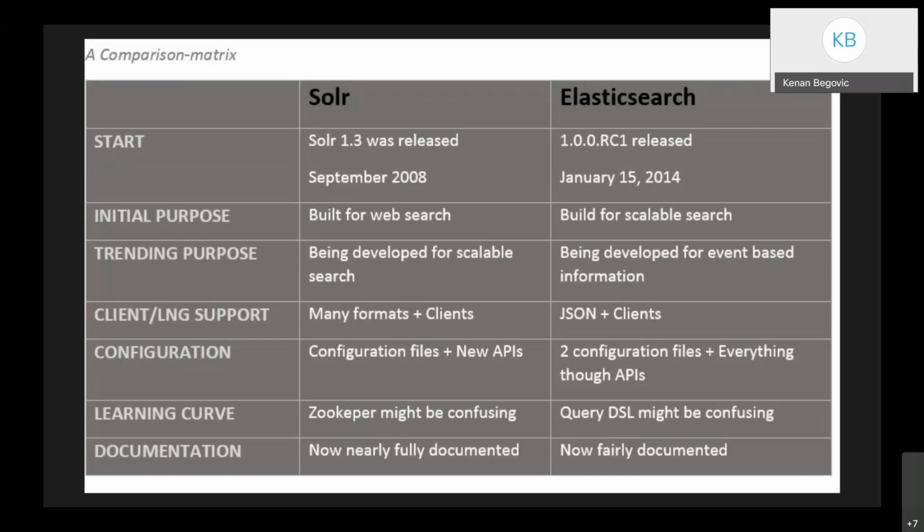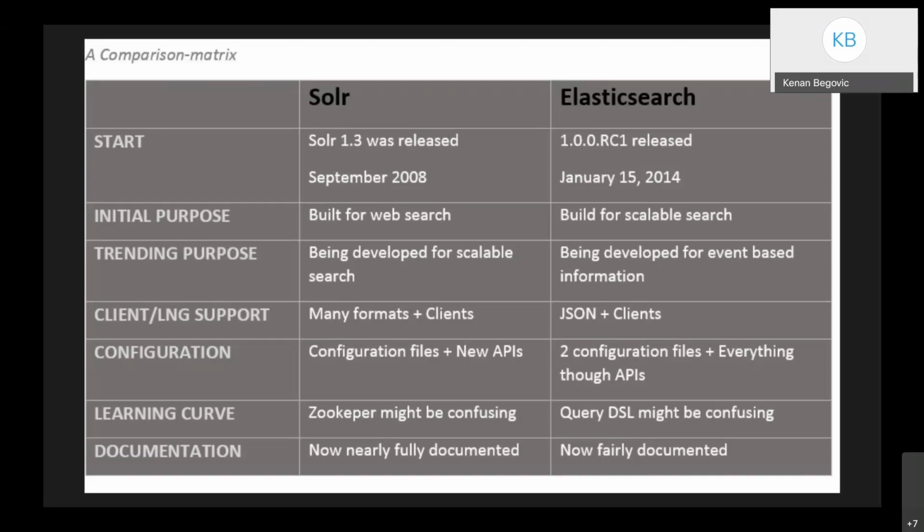When it comes to client and language support, as we have seen, Solr has many formats, many clients, many languages. It's really built to be open. Elasticsearch has a client, of course, but it's limited to JSON when it comes to the format. When it comes to configuration, in Solr there are 2-3 configuration files that hold the schema and some other configurations. In Elasticsearch it's a little bit different. There are only 2 configuration files, and everything else is done through APIs. Solr is not dependent on APIs, as we have seen; HTTP is primarily a way to communicate with Solr, but APIs can be used for configuration.